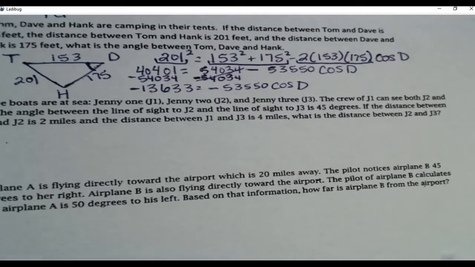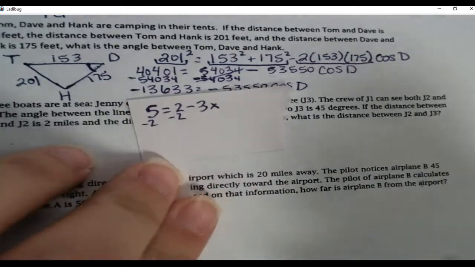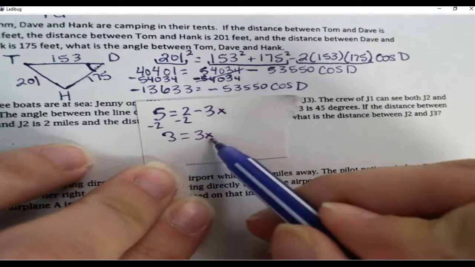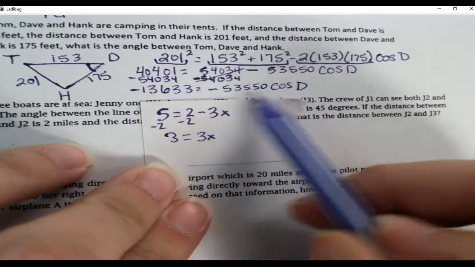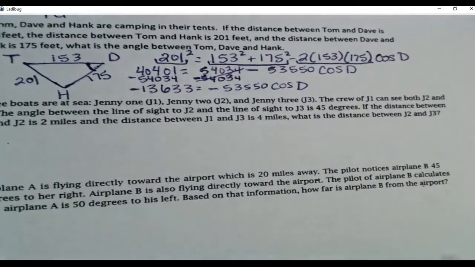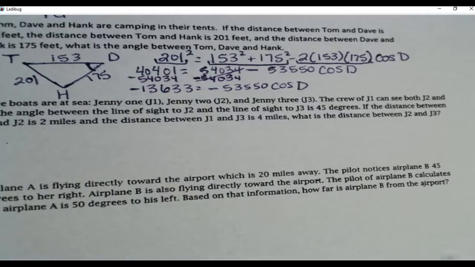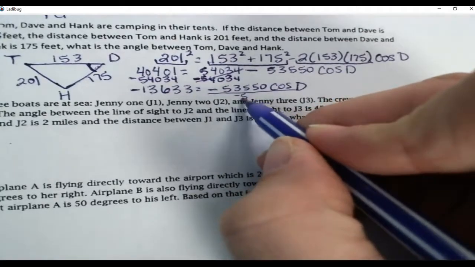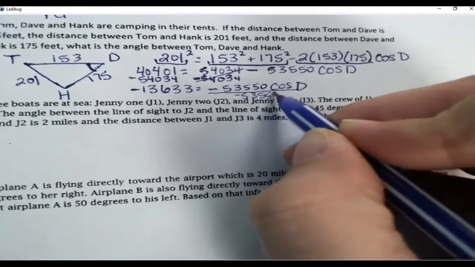Now, I've got negative 53,550 times cosine. Just like this, we would have 3 equals 3x. That's 3 times x. This is negative 53,000 yada yada times cosine. So you don't want to add it. A bunch of you are trying to add it, and I know it's because it's negative, but you're dividing because it's multiplication. So divide by negative 53,550.